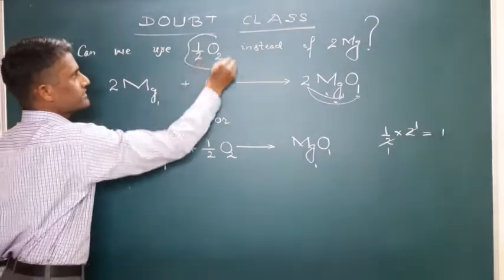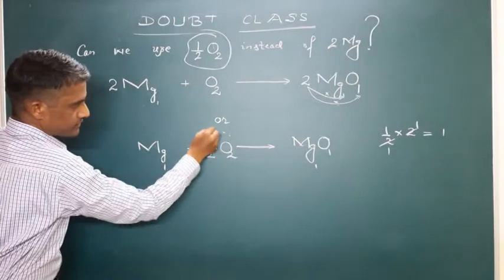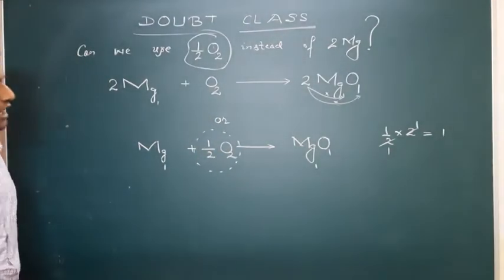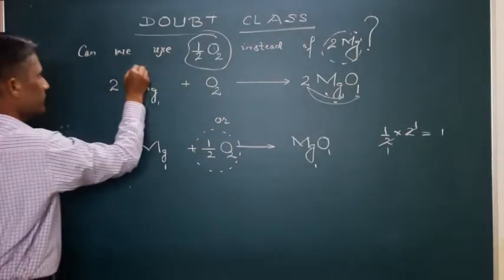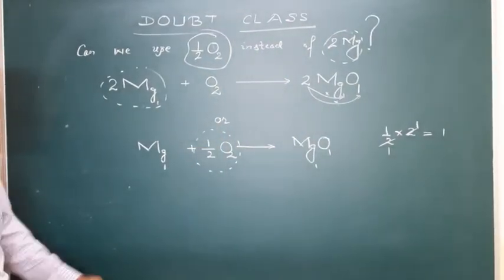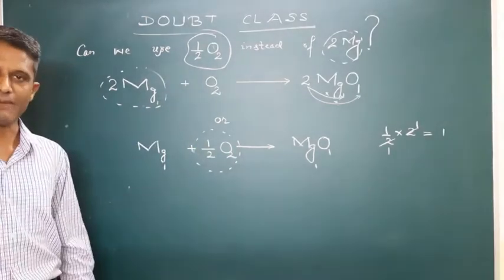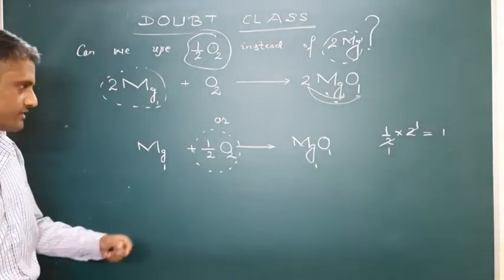So this is what he has asked: can we use half O2 instead of 2Mg? Simply speaking, he has asked which one is the right kind of balancing here. Is this one right, or is this one right, or are both right?